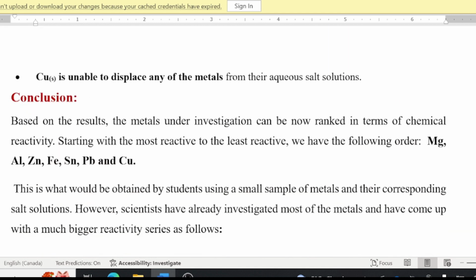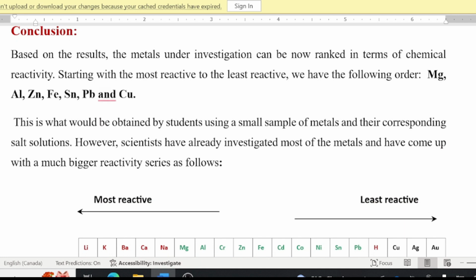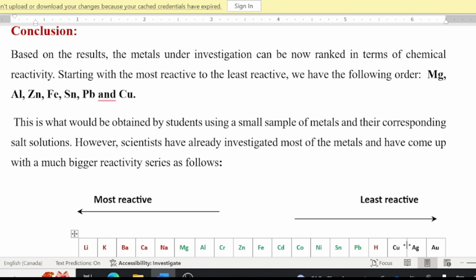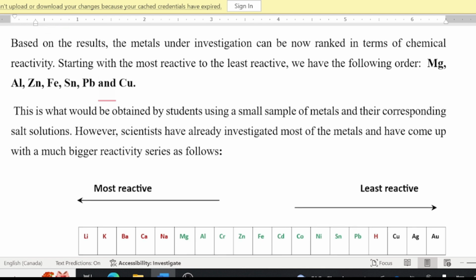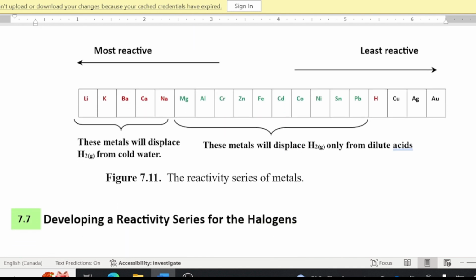So this is how it's going to be. Alright? So if you want to create a mini activity series, this is how it's going to be. This one will be the most reactive, and this one is going to be least reactive. Let's say you did not have this reactivity series that has been created by scientists. You could use that same single displacement reaction with these metals and their aqueous salt solutions to create a mini activity series. But this is the one that has been developed by scientists already.